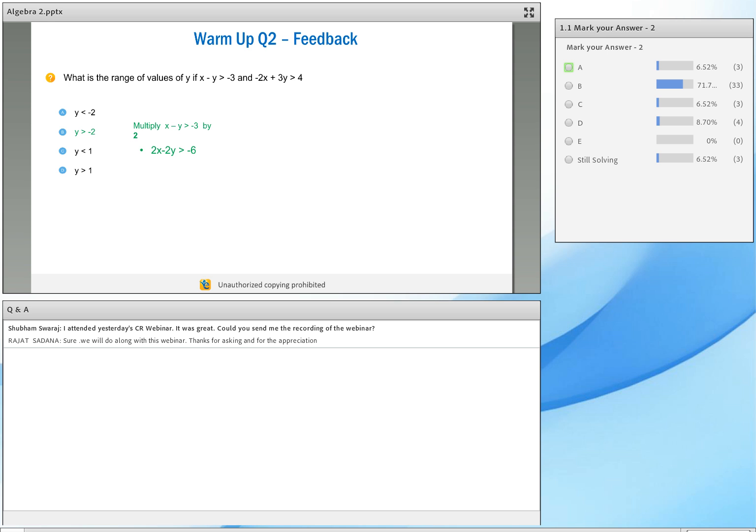What you do is you essentially take the first inequality, which is, let me actually draw this over here, which is x plus y. My bad.